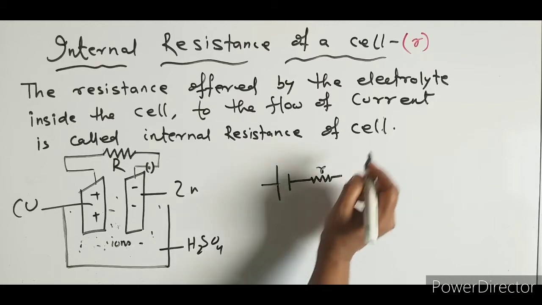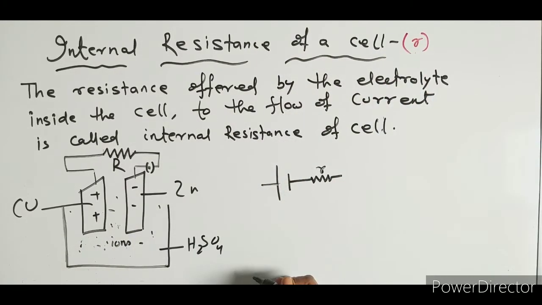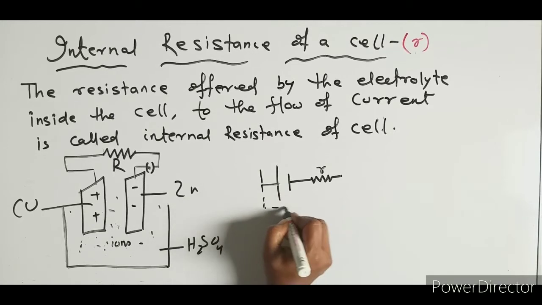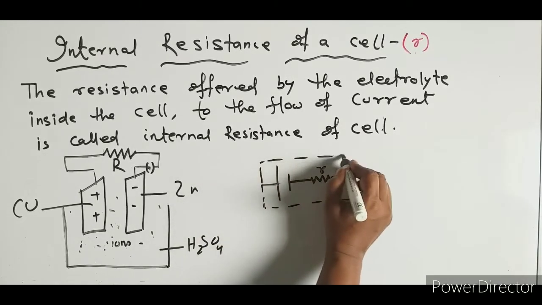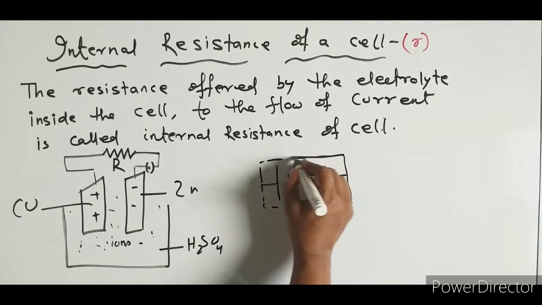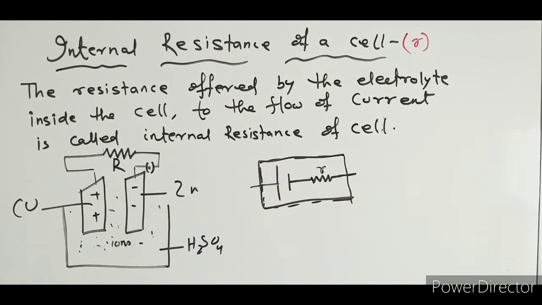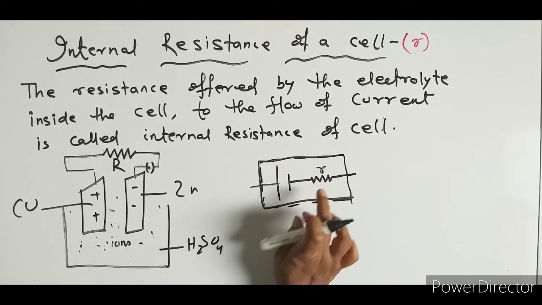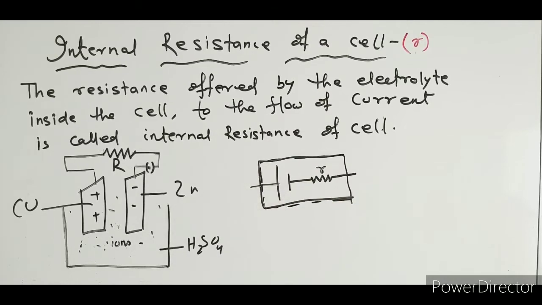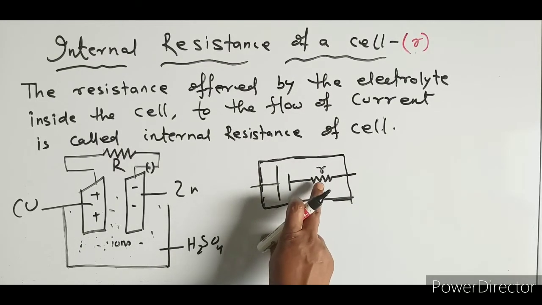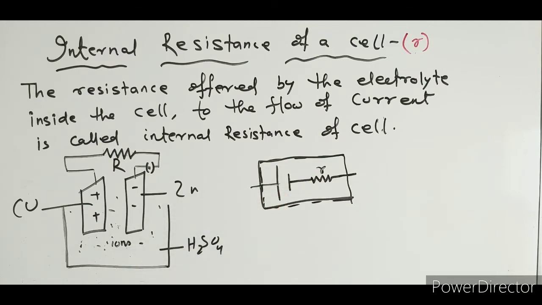This one will be positive, negative. This one it is smaller. I have represented it smaller. And this is the structure of the cell. Clear? The terminals will be attached here. So this resistance is always connected in series, series connection. This will always be kept in series with the cell.